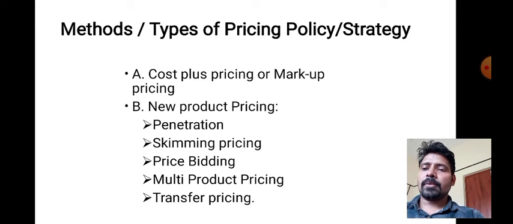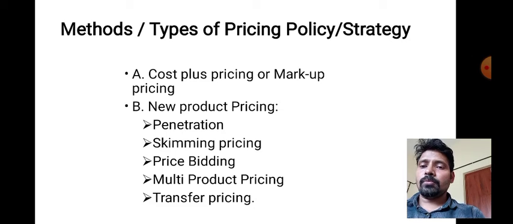Cost plus pricing or markup pricing is the strategy or tactic of setting a better price to sell any product at a fair price and face fair competition. Second, new product pricing. Under new product pricing, there are different methods or strategies which can be adopted by the firm or company to make more profit. First is penetration, second is skimming pricing, third is price bidding, fourth is multi-product pricing, fifth is transfer pricing. All these new product pricing methods will also be discussed in the upcoming sessions.